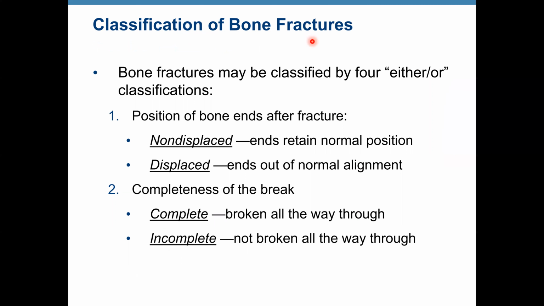Classification of bone fractures. Bone fractures can be classified by four either-or classifications. Position of bone ends after fracture: non-displaced or displaced, ends retain normal position or ends out of normal alignment. Completeness of the break: complete, broken all the way through, or incomplete, not broken all the way through. Another name for incomplete is greenstick.